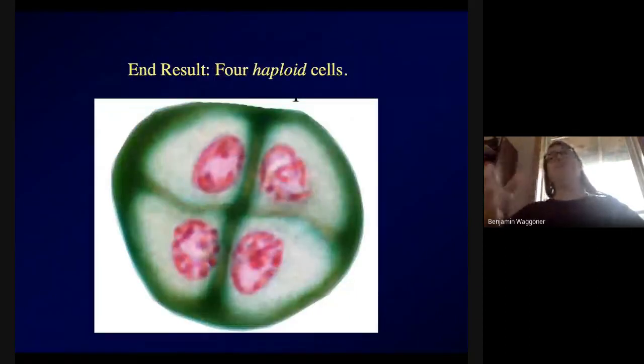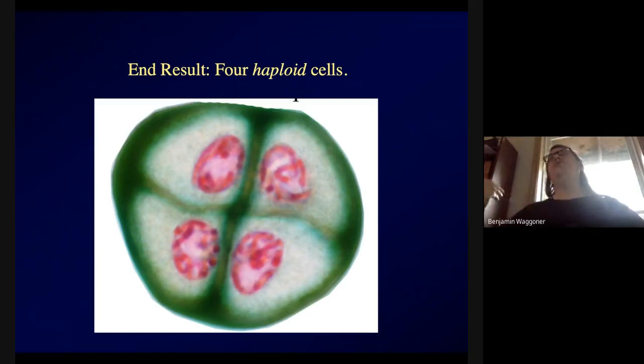And here's the end result. We end up with 4 cells that are haploid. So once again, we started with one cell that was diploid. It had 2 of each chromosome, and each chromosome consisted of two chromatids. One cell, 2 chromosomes, 2 chromatids per chromosome.